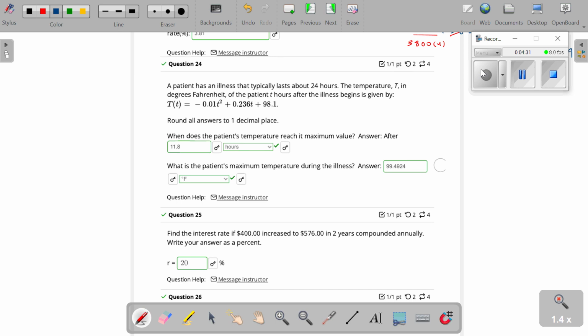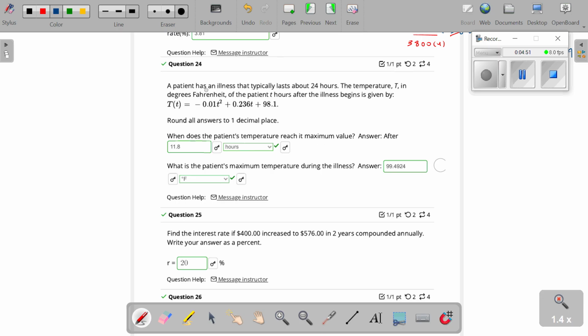Question 24. A patient has an illness that typically lasts 24 hours. The temperature T in degrees Fahrenheit of the patient t hours after the illness begins is given by this formula. As you see, this is a quadratic formula. When does the patient's temperature reach its maximum value?